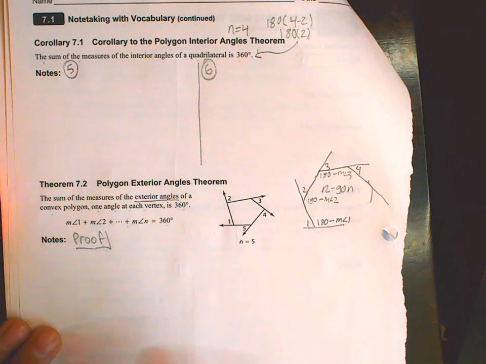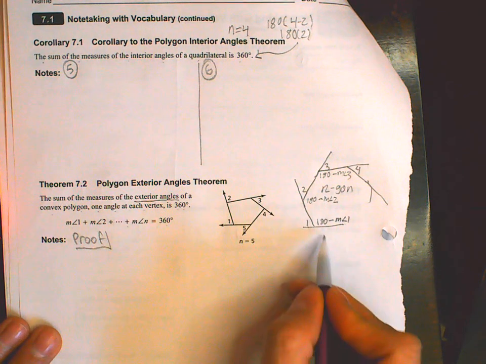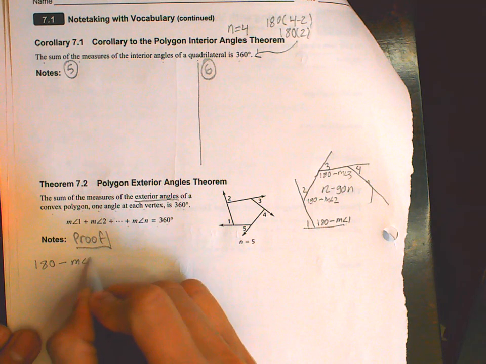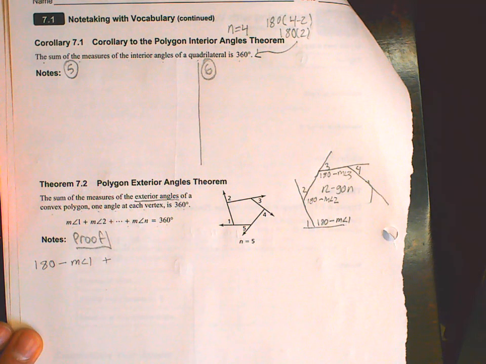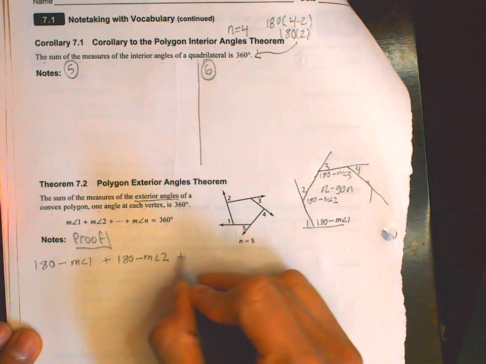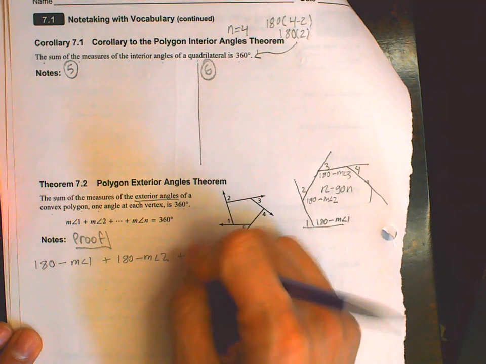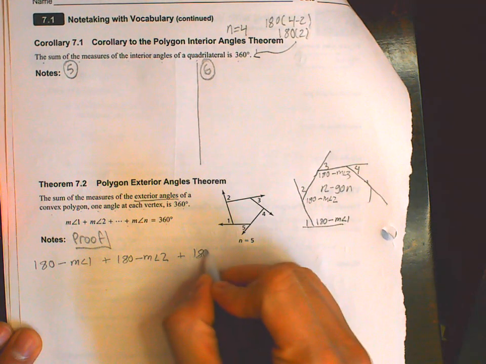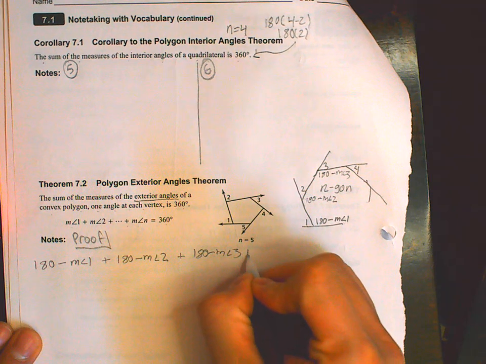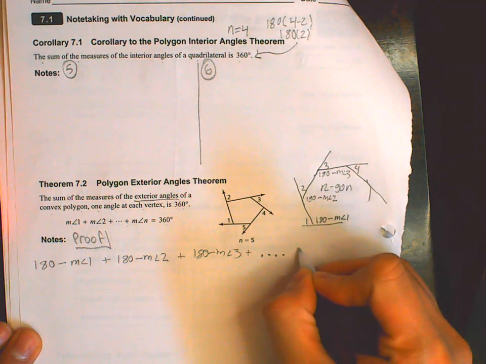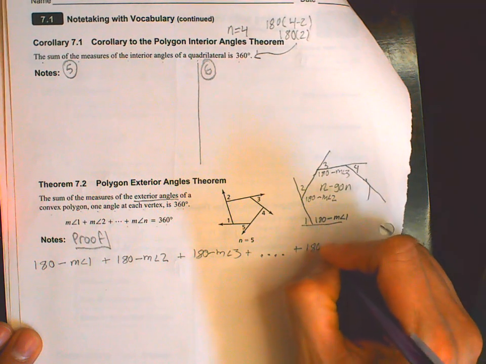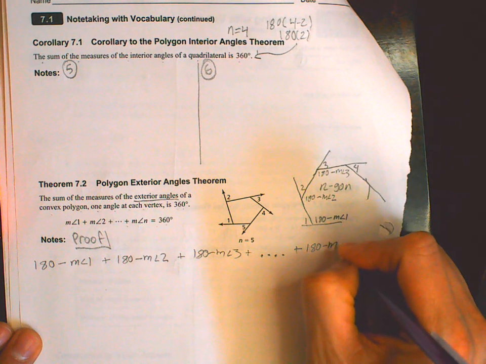So let's go ahead and start adding those. The first angle is going to be 180 minus the measure of angle 1, plus 180 minus the measure of angle 2, plus 180 minus the measure of angle 3. And of course, there's a bunch of them in the middle that we do not know. But I do know that the last one is 180 minus the measure of angle n.